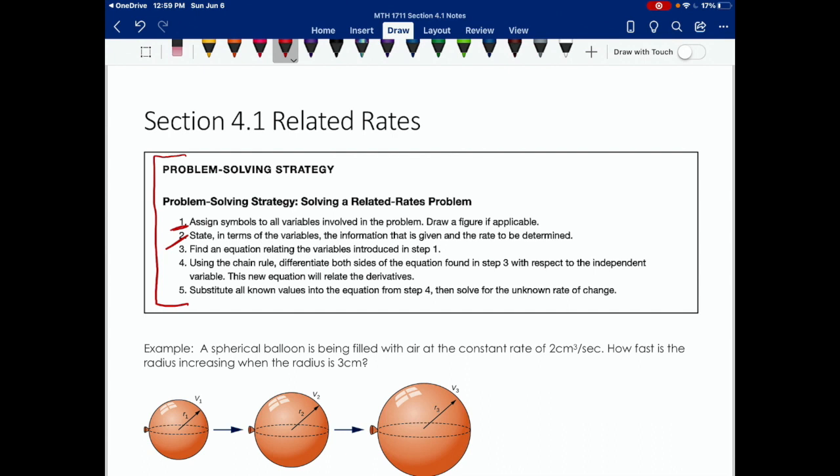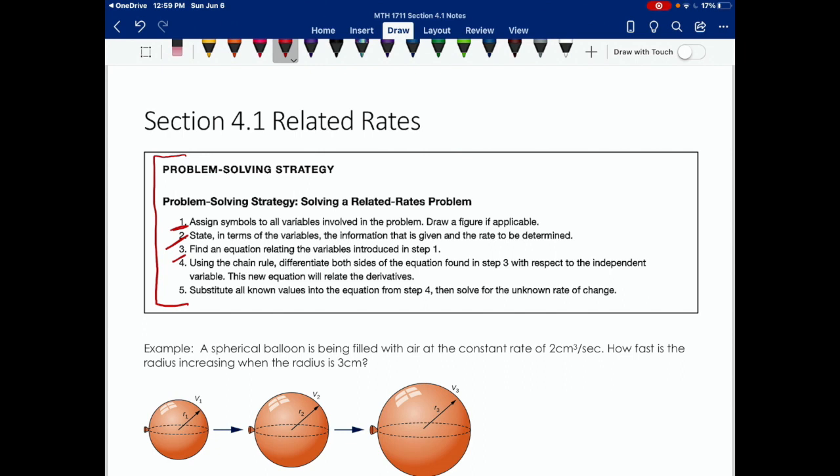Okay, the next step is you want to state in terms of the variables the information that's given and the rate that you need to determine. So this is where you read the problem carefully and you list what you know, what you're looking for in terms of the variables that you defined in step 1.